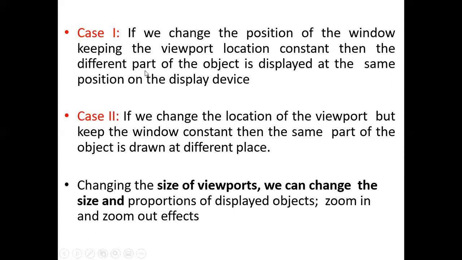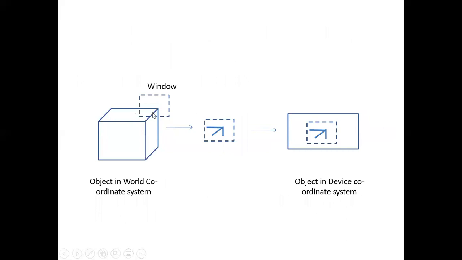So these are the two types of viewing that I can do. I can change the window, keeping the viewport constant, or else I can keep the window constant and change the viewport. If I change the window, I can see different parts of the object in the same position on my device coordinates. If I keep the window constant, then I can see the same picture displayed at different places on my device coordinates.